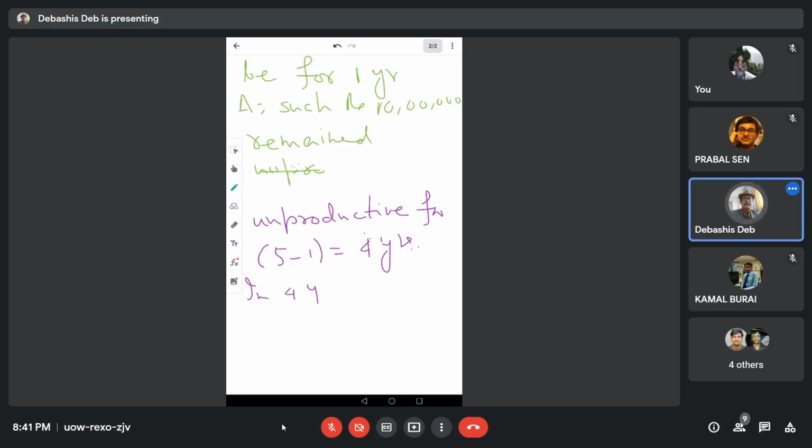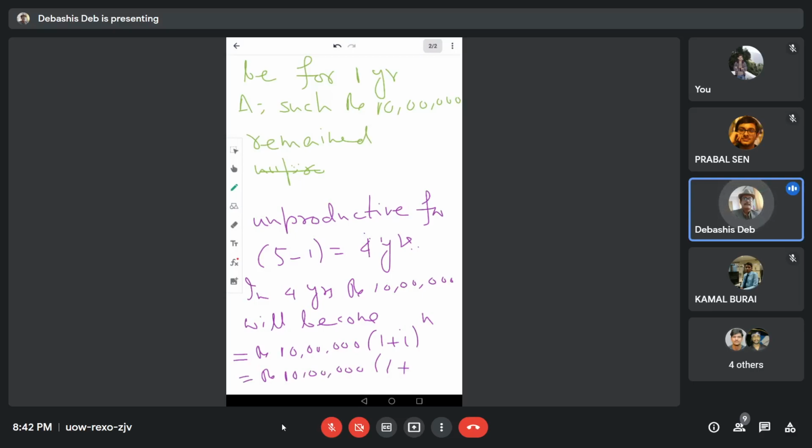In 4 years, rupees 10 lakh will become, again same thing, rupees 10 lakh into 1 plus I over n, is 10 lakh into 1 plus I. For 4 years, bank rate of interest is 7.5%, it is given, 0.075 to the power 4. What is the value? How much is it coming, tell me?